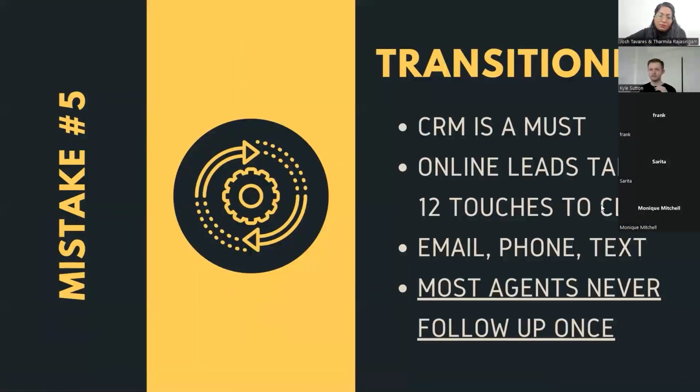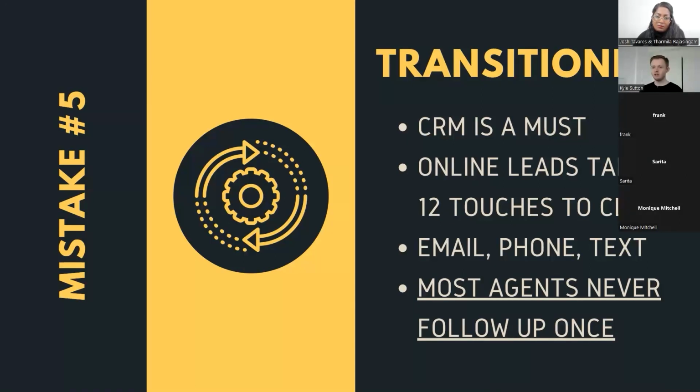Now, the final mistake, the most important mistake you do not want to make, is transitioning. What I mean by transitioning is transitioning from a lead into a closed client. First of all, a must is having a proper CRM database nurturing system. You need something to track all of these leads, track their journey, where they came from, what type of ad, what they are looking for, your conversations with them, and everything like that.